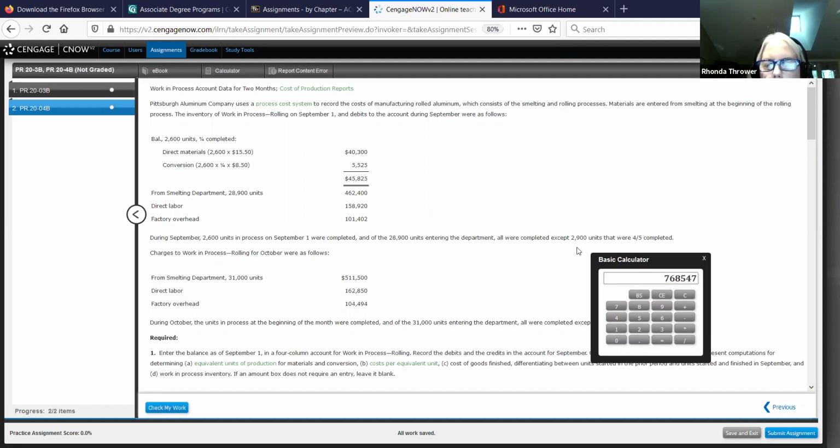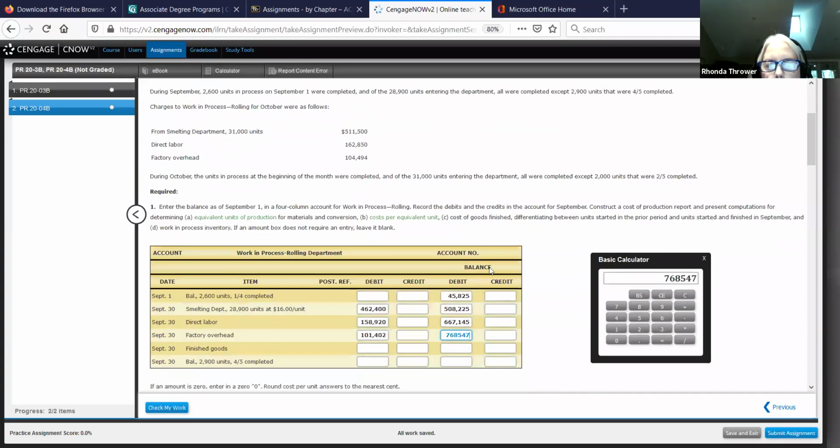So what they're telling us here really is what our ending inventory is. And they're also describing to you what has happened during this department. They finished the 2,600 beginning inventory units and they completed them. And then out of all of these that entered the department, all of them were completed with the exception of 2,900 units. So we really can't go any further with our work in process account.